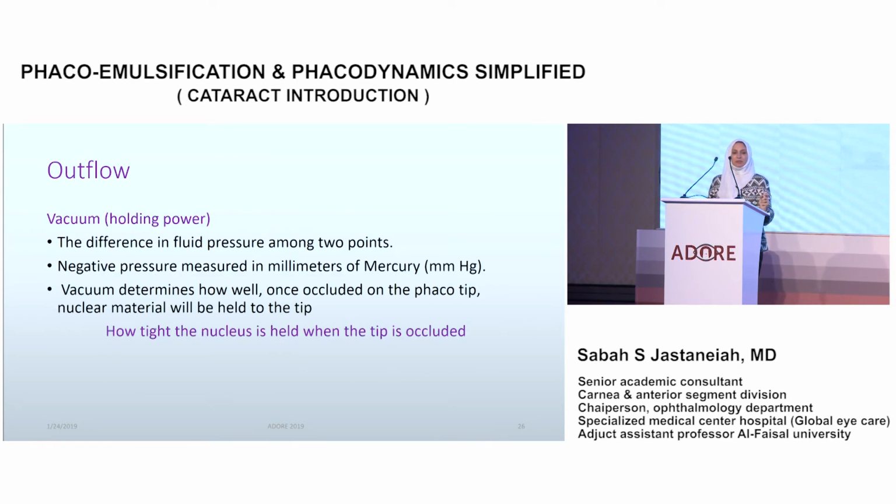While if we're talking about vacuum, or the holding power, which is a pressure difference between two points, this negative pressure, measured in millimeters of mercury, determines, once the occlusion of the tip happens, how the nuclear material will be held to it. So the vacuum is how tightly the nucleus is held when the tip is occluded.